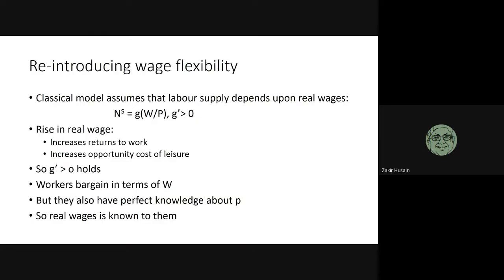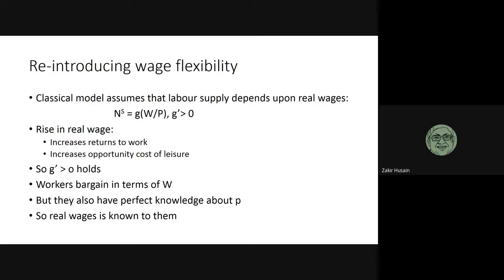Okay. So that means we are going back to the classical model, which assumes that labor supply is a function of real wages, W by P. And this is a positive function. If real wages go up, you're going to supply more labor. And why? The reason is you're getting more returns to work. And secondly, the opportunity cost of leisure, the price of leisure, is increasing. So G prime will be positive.